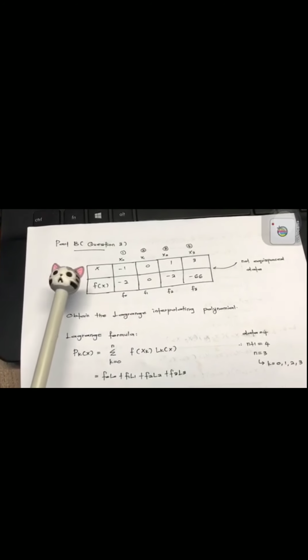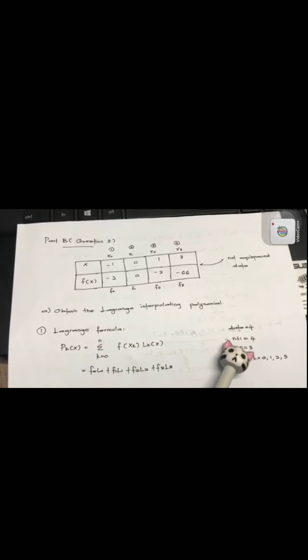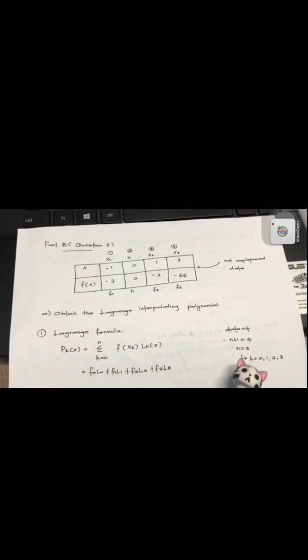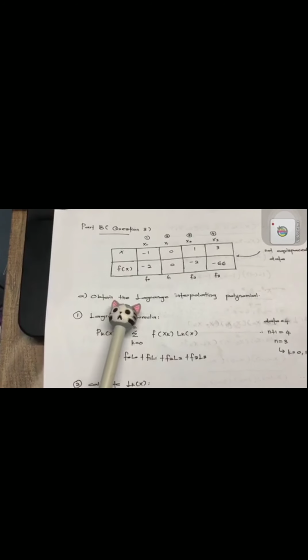For part B, question 3, we are given a table. The table is like this. There are 4 data in the table. So the number of data equal to 4, n plus 1 equal to 4, n equal to 3. And k is 0, 1, 2 and 3. Question A asks us to obtain the Lagrange interpolating polynomial.